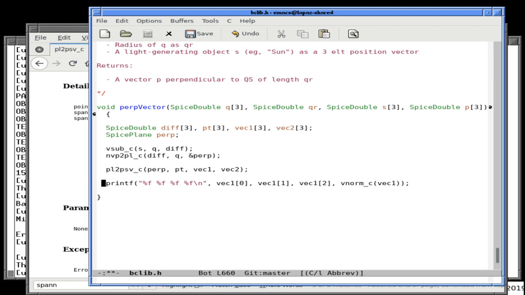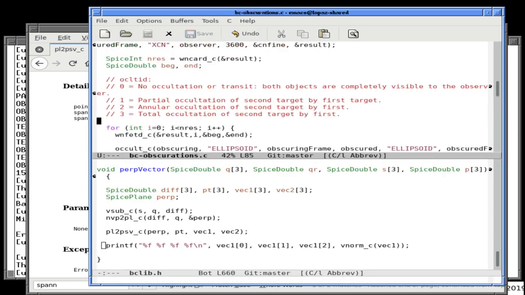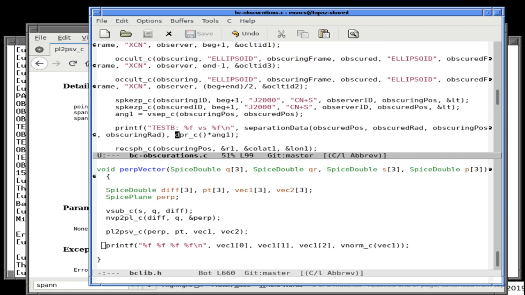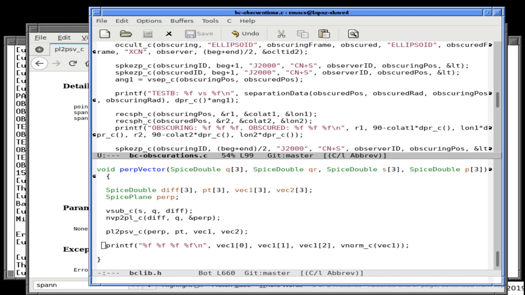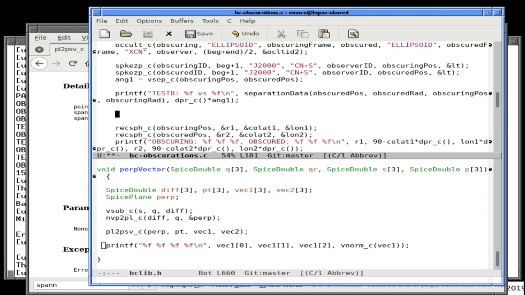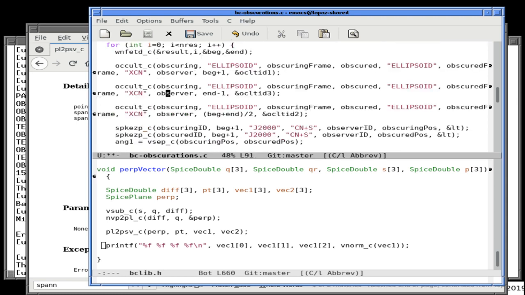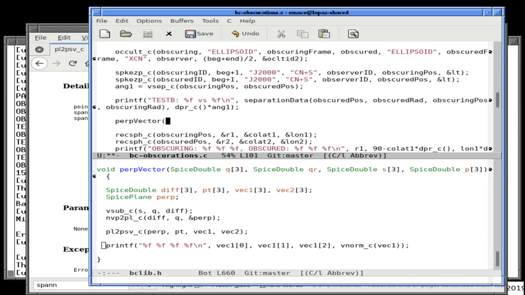If it is one, we'll multiply it. So we're not done with this function here. Let's just see if we can get it to work. From here we would like to call perp vector to... we don't even need a printf because it does it by itself. I think we have observer here, right? Oh, we do not have observer position here.